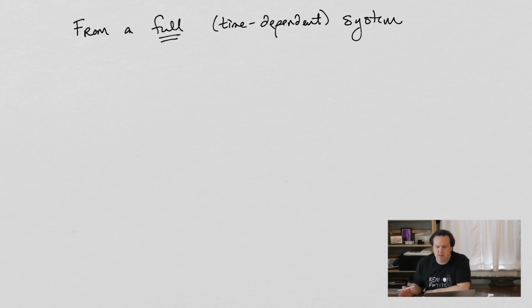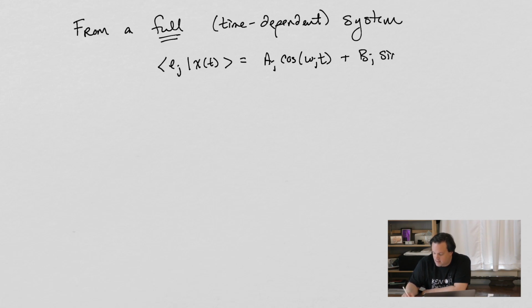So now let's expand that a little bit, because what we found is that e sub j dot x of t is equal to a sub j cosine omega j t plus b sub j sine omega j t. But now we want to actually find out what those a's and b's are. And so we have to go from the full time-dependent system to the time-independent system. And in order to do that, I'm going to need both the positions, and that's what this line means, because I'm taking the dot product of e sub j with x of t.